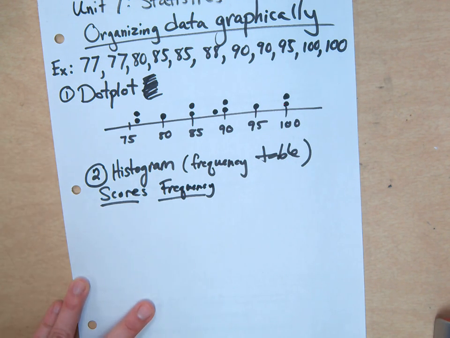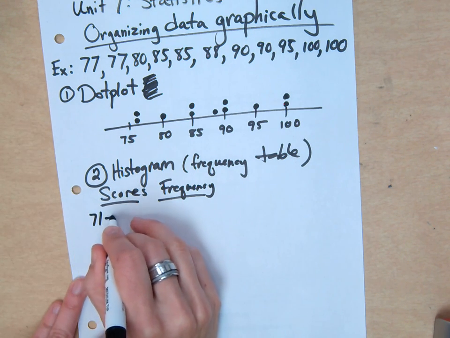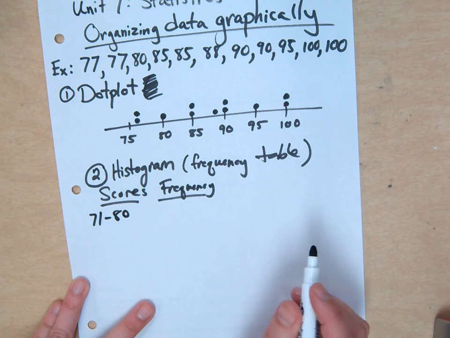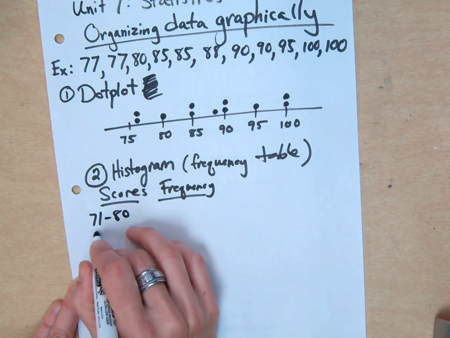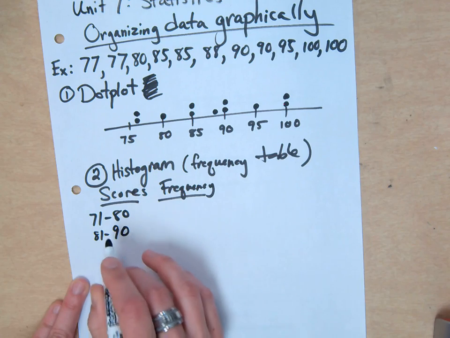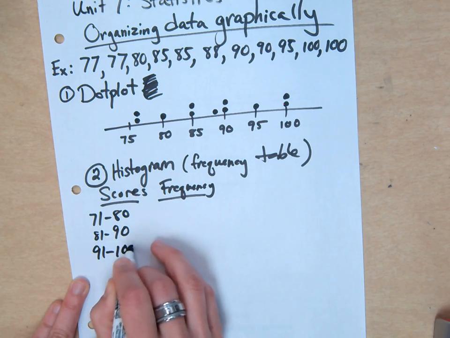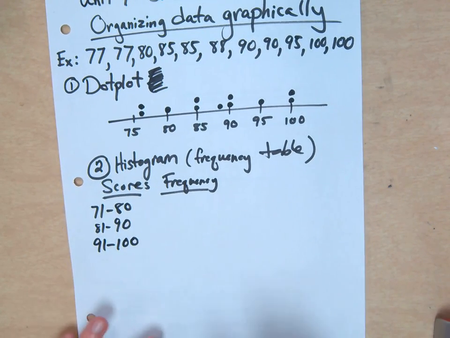Well, we want to make sure that we don't have too few values. We don't want to make them so wide that we have too few values. Sorry, so narrow that we have too few values. So let's go from like 71 to 80. So how many 71 to 80, 81 to 90, 91 to 100. Let's just make three even. They all have to be the same width.